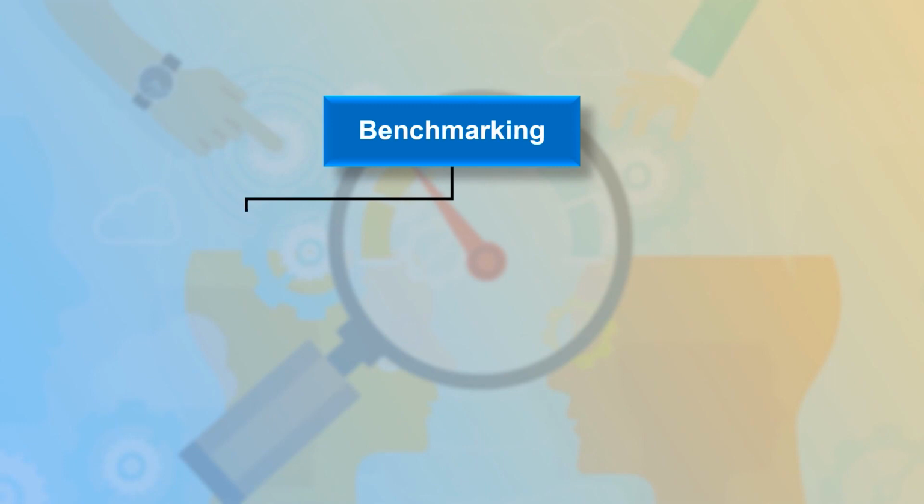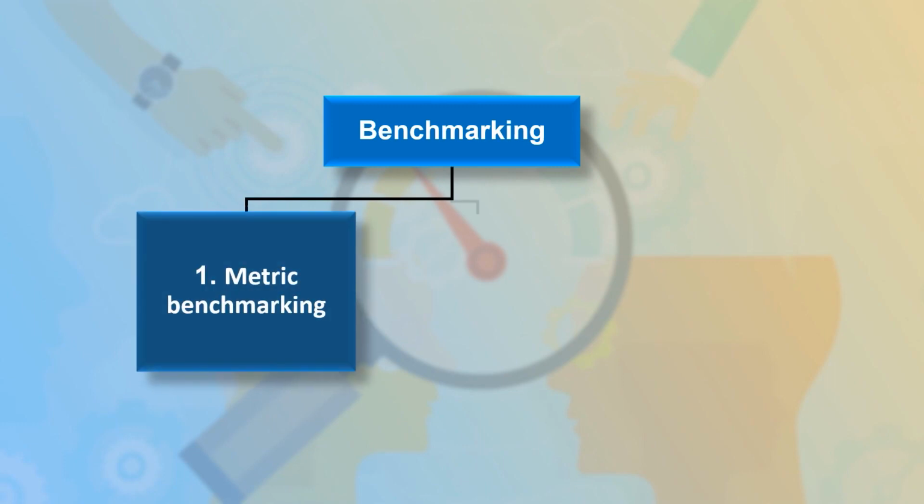Three kinds of benchmarking are used for higher education system performance. Number 1, metric benchmarking. Performance information is presented to identify the strengths and weaknesses within own higher education system and then compare with other countries.